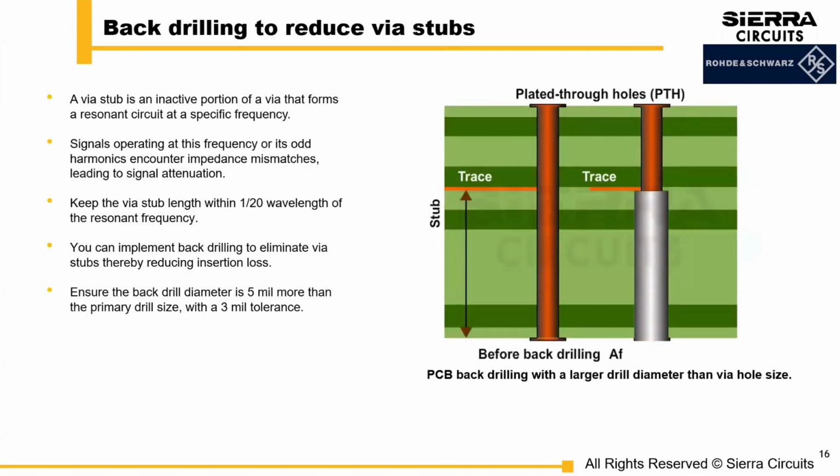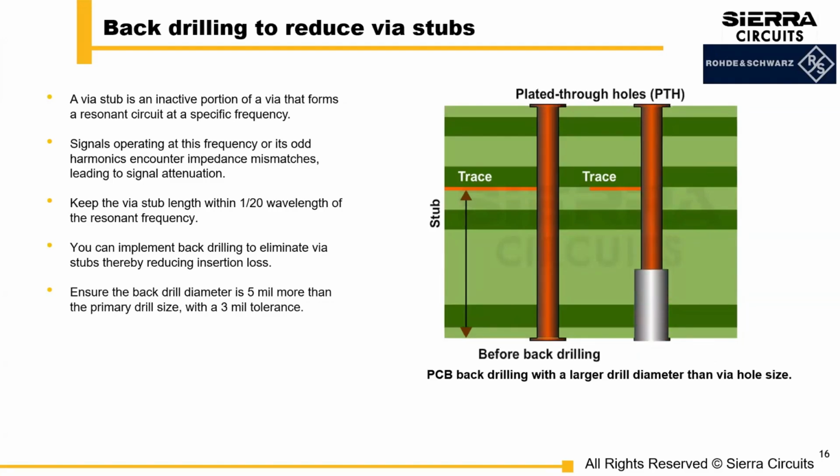In terms of back drilling, to reduce your via stubs, a via stub is basically an inactive portion of a via, and this acts as a resonant circuit at specific frequencies, creating impedance mismatches for signals operating at those frequencies or their harmonics. So to mitigate this, you can employ back drilling.